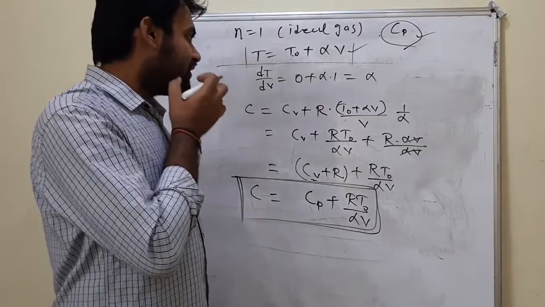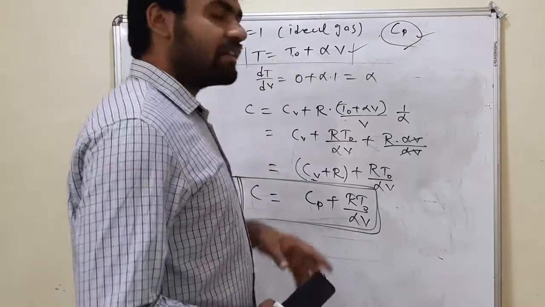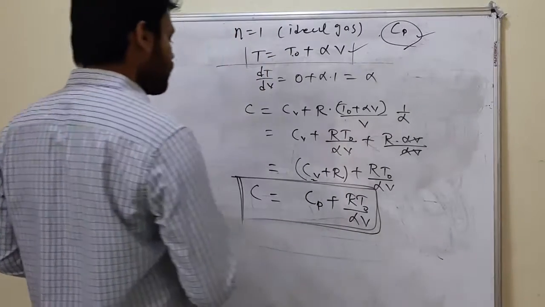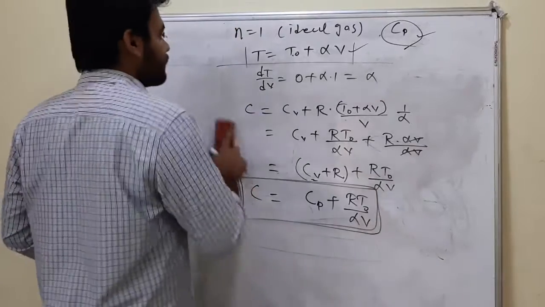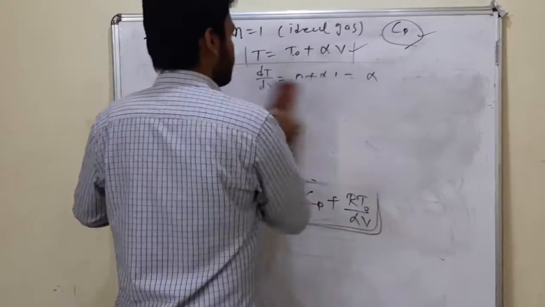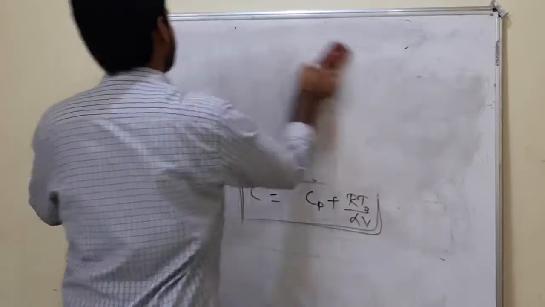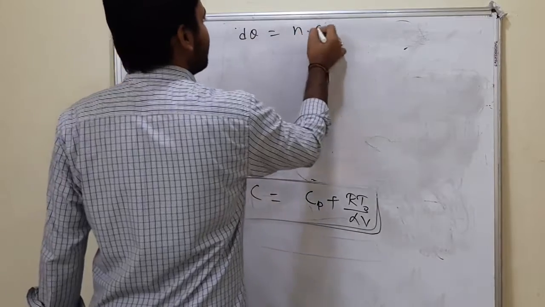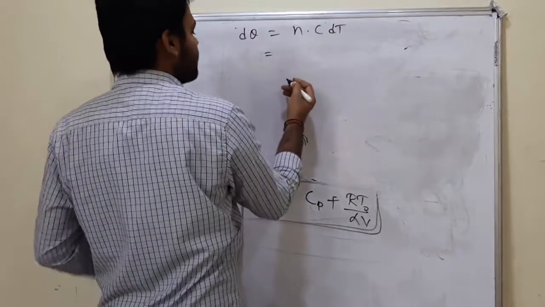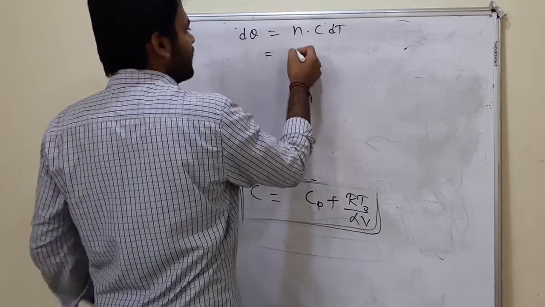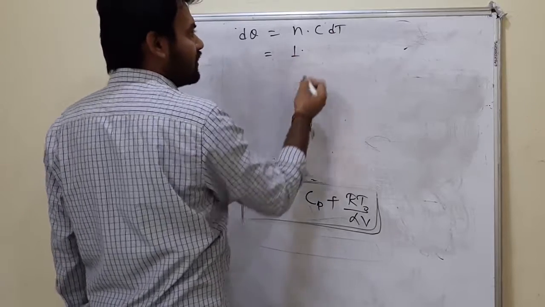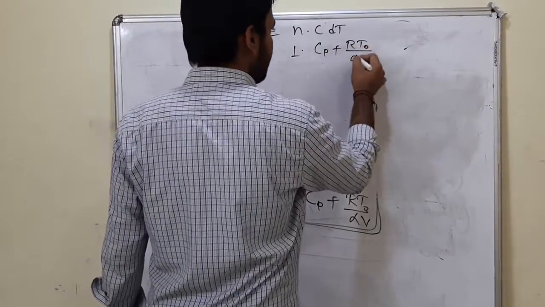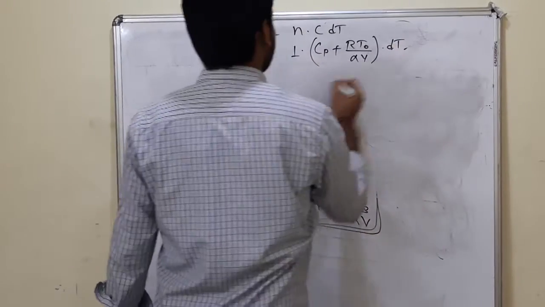And the second part, we have to find the heat energy supplied to the gas in increasing the volume of gas from V1 to V2. Okay, you note this one. I am again erasing this part for the space point of view. Now we can write dq as n c dT. Okay, so n is 1, it is given in the question, and the value of c we just calculated is cp plus RT naught divided by alpha V, and then it is dT, and this will be dq.